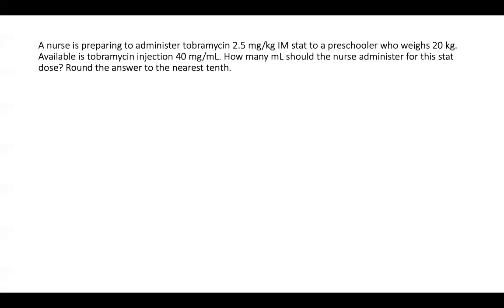Okay, so step one is, what are we looking for? So we're going to look at our question, and it says, how many milliliters should the nurse administer for this stat dose? So we're looking for milliliters per dose.